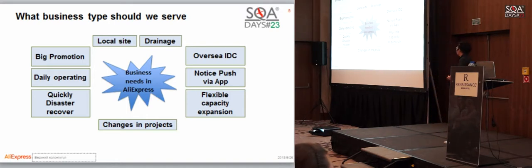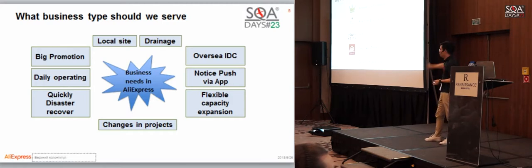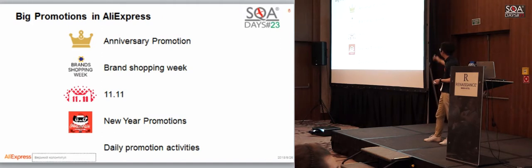This is the business we should serve. These are the big promotions in AliExpress. In March, there's the anniversary promotion. In August, brand shopping week. The biggest promotion is Double 11 every year. It is a global shopping festival. And in Russia, we also have New Year promotions, which start before Christmas.